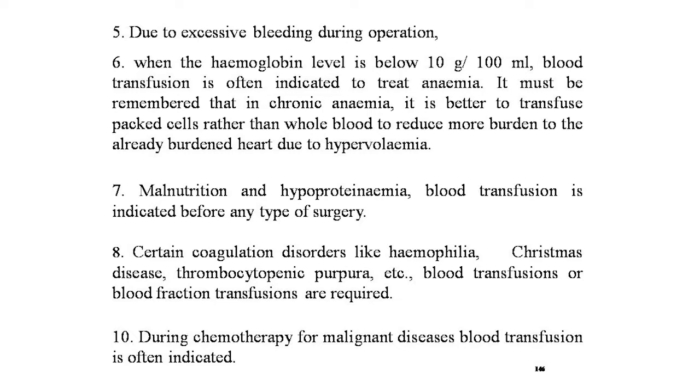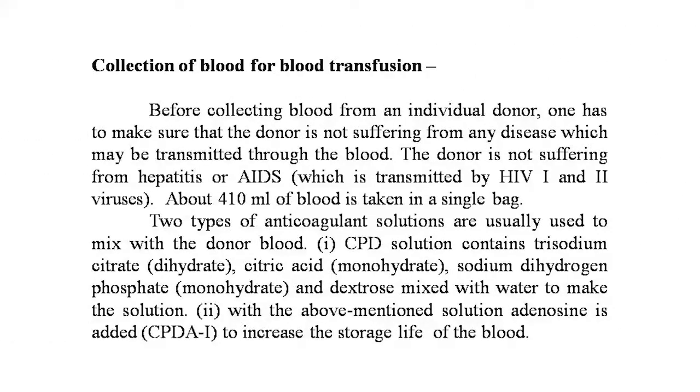Next indication is certain coagulation disorders like hemophilia, Christmas disease, as we saw in the last lecture, thrombocytopenic purpura, etc. Blood transfusions or blood fraction transfusions are required. During chemotherapy of malignant diseases, blood transfusion is often indicated. Now, the next point of this lecture is the collection of blood for blood transfusion.